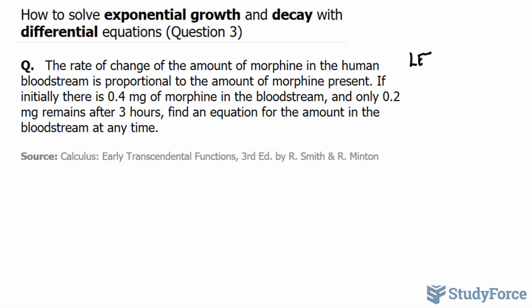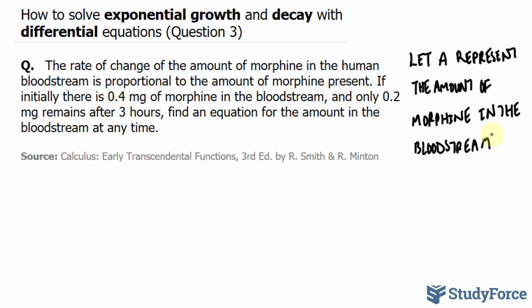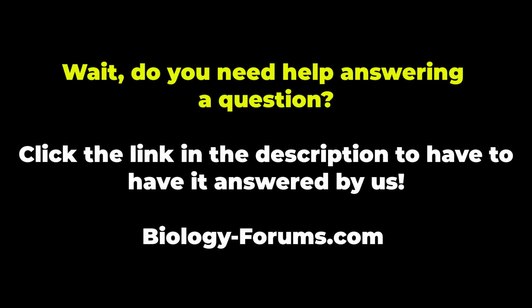I'm going to start off by letting A equal the amount of morphine in the bloodstream. I'll write that down. And by doing this, my equation will be A of t. And by taking the derivative of A of t, I end up with A prime, and A prime can be written as dA over dt, which is equal to a constant of proportionality, which I'll represent with the letter k, multiplied by A. Next, I'll find the general solution of this differential equation.